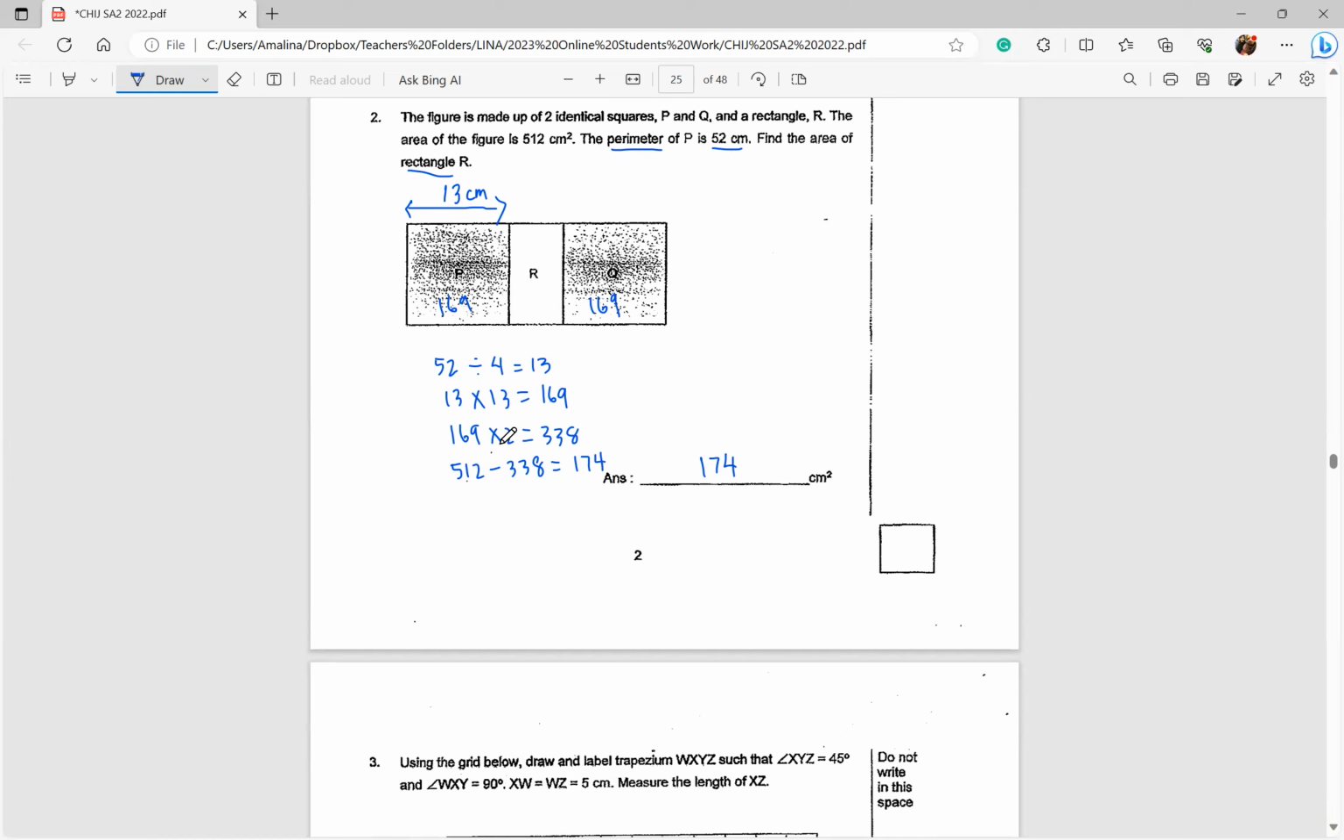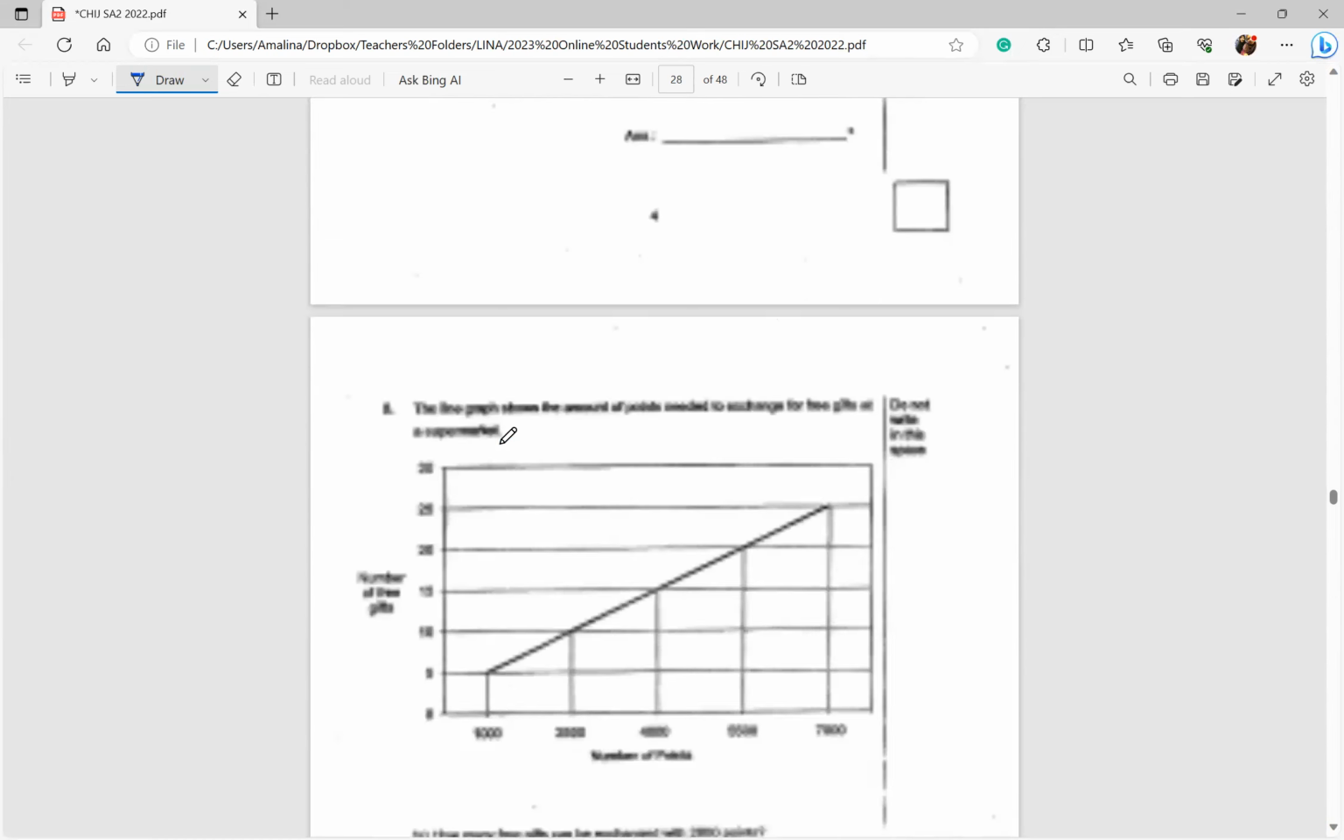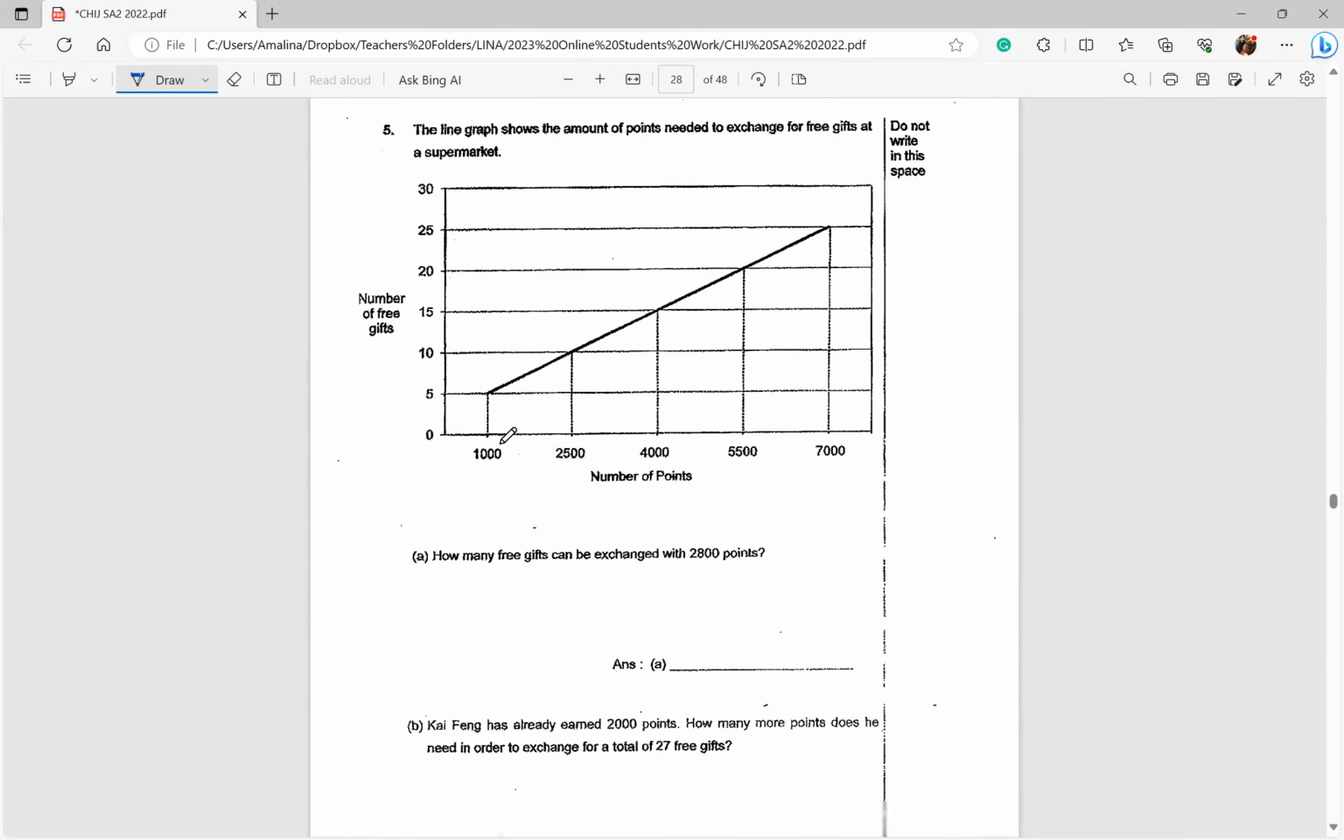Okay, let's move on to question number 5. We'll skip questions 3 and 4. Question 5 is on the line graph. The line graph shows the amount of points needed to exchange for free gifts at a supermarket. So this is my graph. 1,000 points is 5 free gifts, 2,500 is 10. At every point here, you will see the correlated number of free gifts.